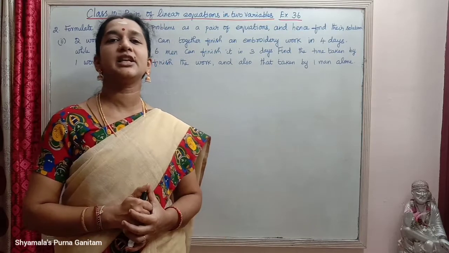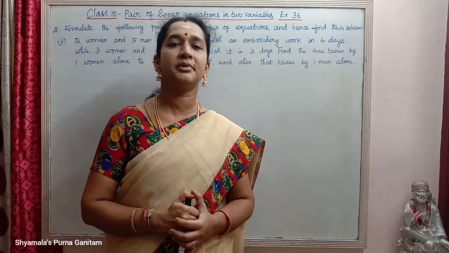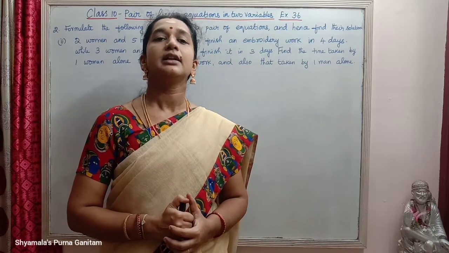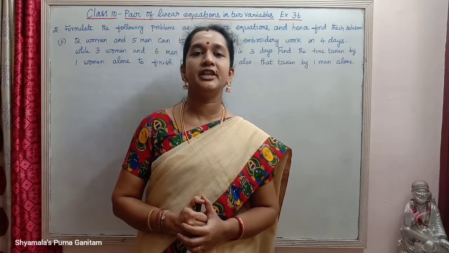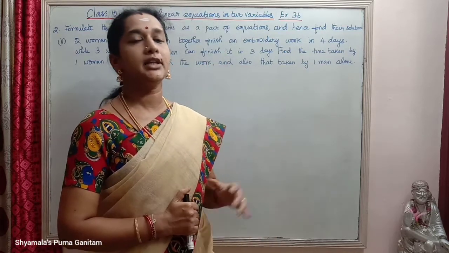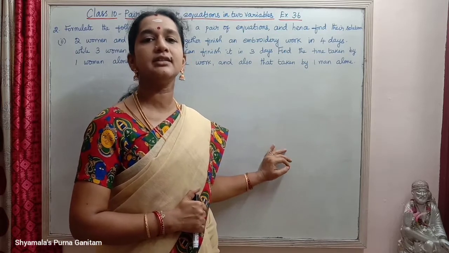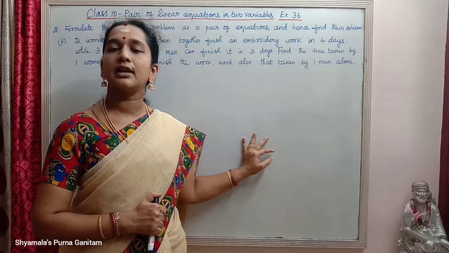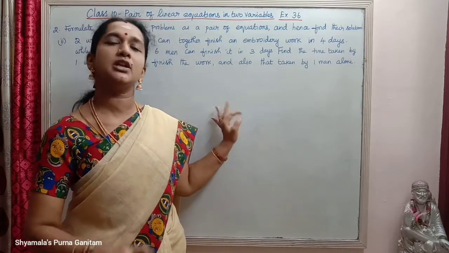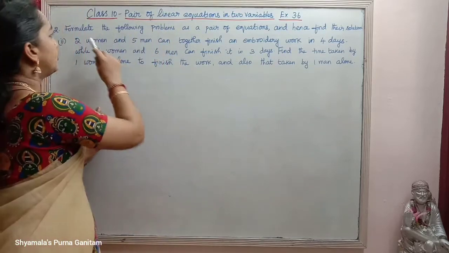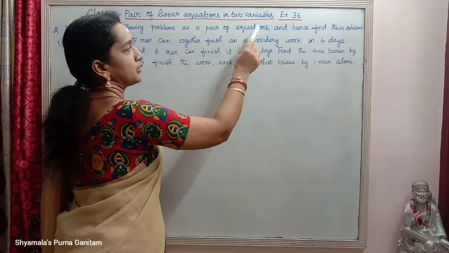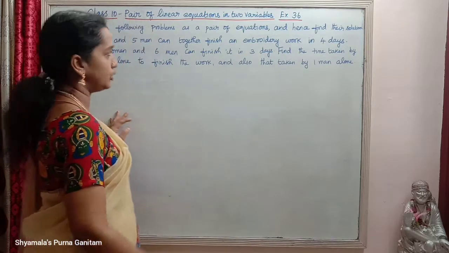Students, in this class I will be doing class 10, third chapter, CBSE syllabus, pair of linear equations in two variables. In that I have already completed 5 exercises. I was doing exercise 3.6, first subdivision over, now second subdivision. Formulate the following problems as a pair of equations and hence find their solution.